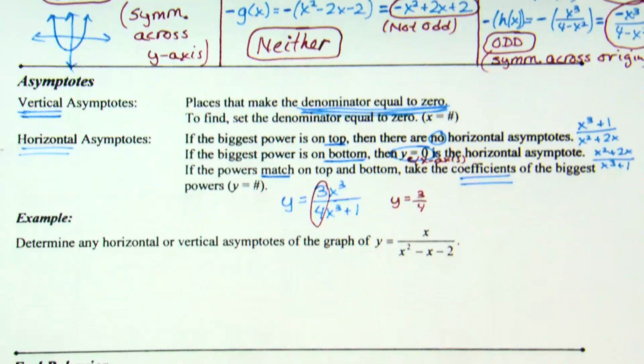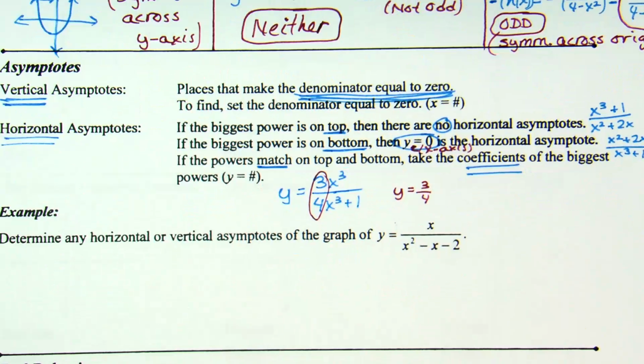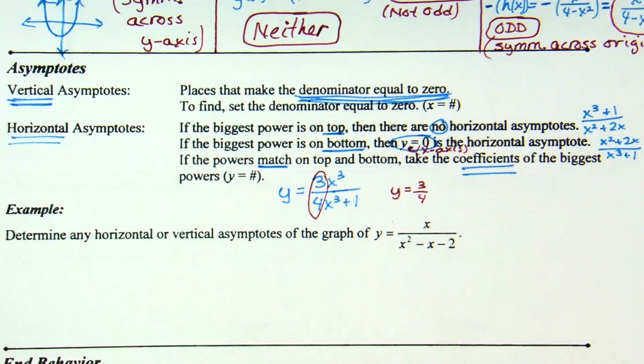Okay, let's put this to work. Make sure you're following along, please. This example asks us to determine any horizontal or vertical asymptotes of the graph of y equals x over x squared minus x minus 2. I think we're also going to sketch the graph. I need to review. I forget what it is that I asked you to do in homework here.